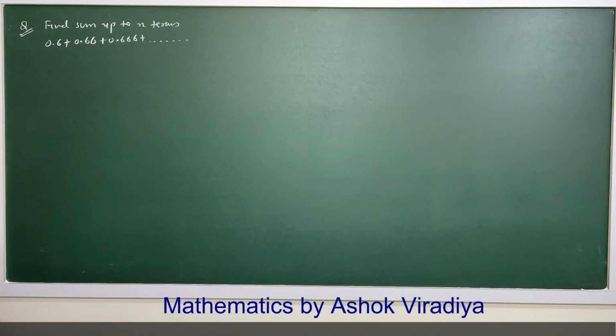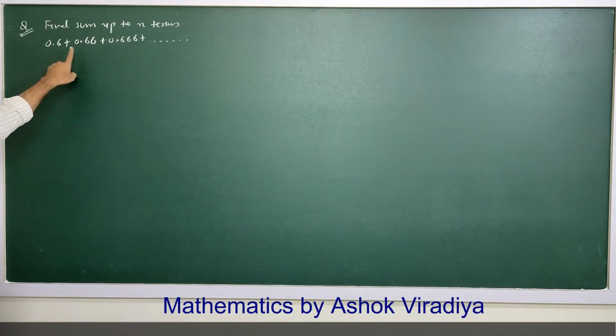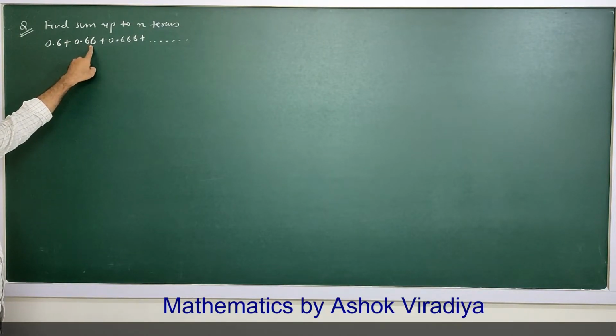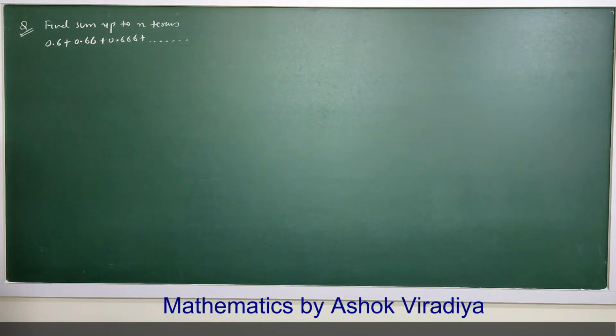Now next question, find the sum up to n terms of this series. Look here, this is neither AP nor GP. If you multiply 0.6 by 11, then you get 0.66. But 0.66 into 11 is not 0.666. So it is not GP. It is also not AP.